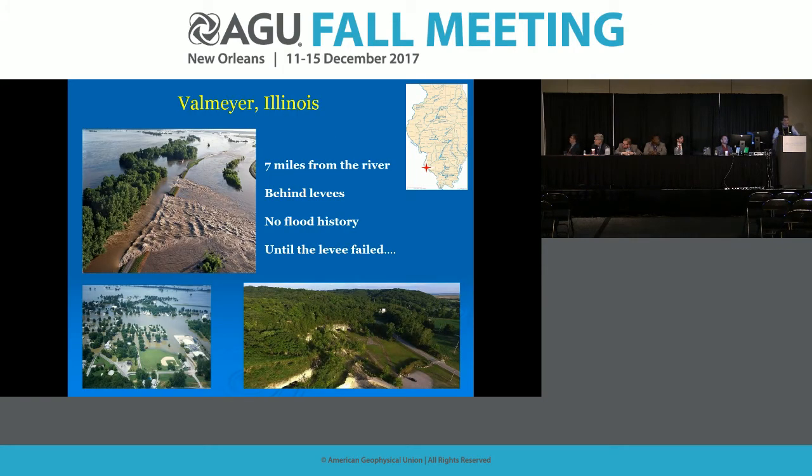Probably the most famous of the buyouts in the whole nation, as Nicholas talked about, is Valmeyer, Illinois. So Valmeyer, you see in the upper left-hand corner there, it sits about 30 miles south of St. Louis. And Valmeyer is 7 miles away from the Mississippi River. The floodplain at that point is about 15 miles wide, and Valmeyer sits well inland. You can't even see the Mississippi River from Valmeyer. And it sits behind several levee systems.